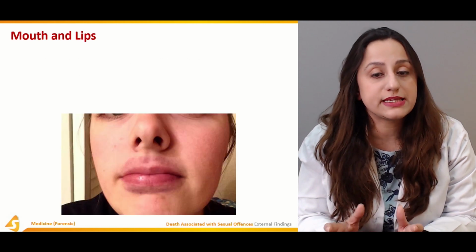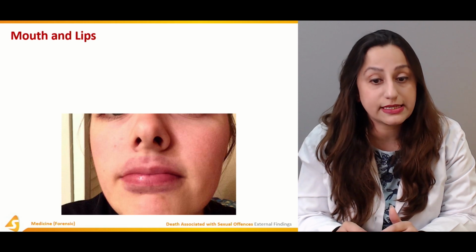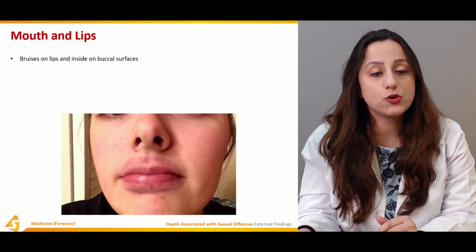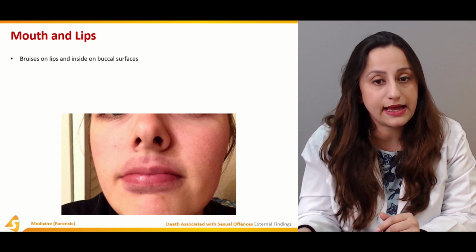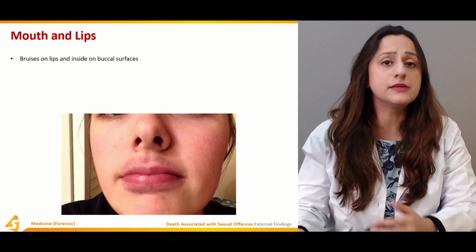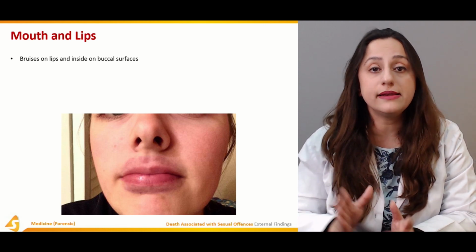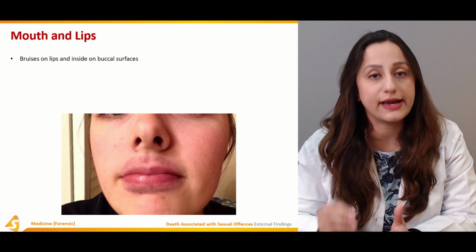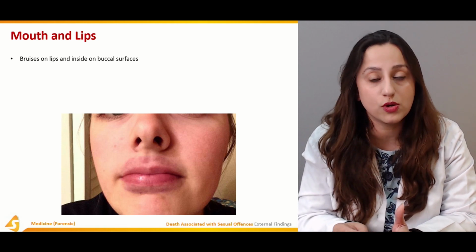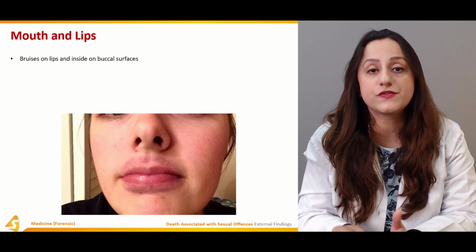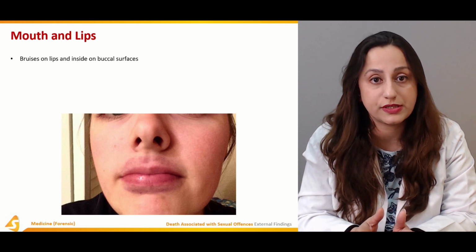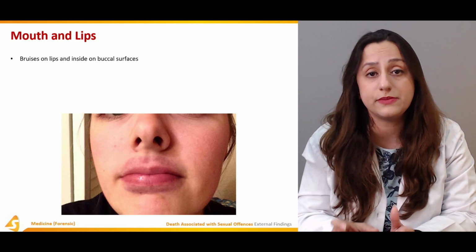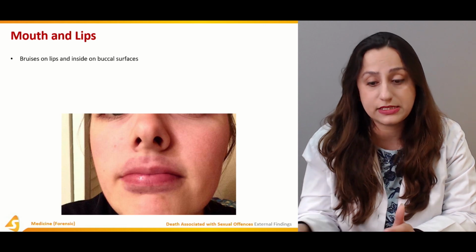So, as I was emphasizing, the external examination is very important, and here the mouth and the lips are of much significance. We are going to discuss the bruises on the lips and the inside of the buccal surface. The buccal surfaces are again very important, and we are going to perform buccal swabs. Dry swabs are taken, and wet swabs with alcohol are taken for any signs of semen if there is oral penetration. So we'll comment upon whether there are any signs of semen presence in the oral cavity.